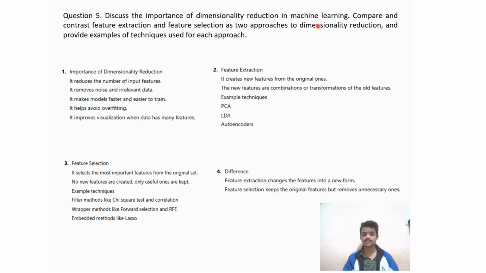Second, feature extraction. It creates new features from the original ones. The new features are combinations or transformations of the old features. Example techniques: PCA, LDA, autoencoder.